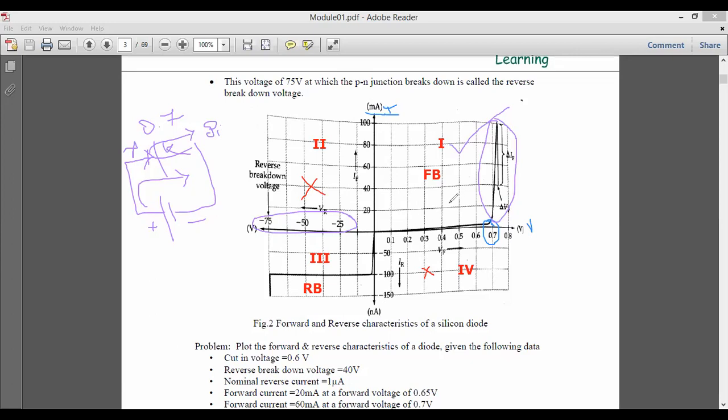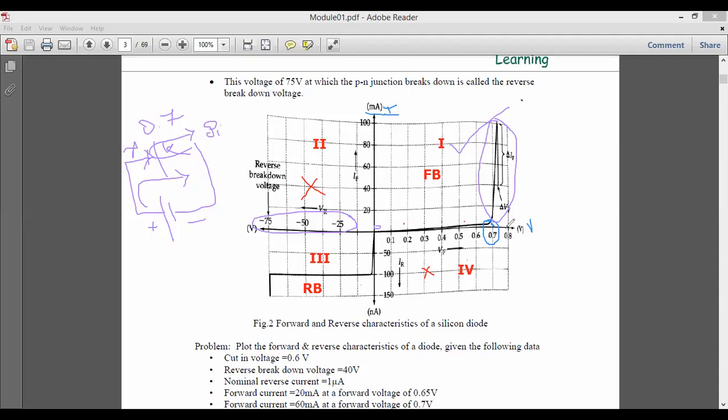If I increase the voltage from this region, that is 0, then 0.1, 0.2, 0.3, 0.4, 0.5, 0.6, slowly your current will increase exponentially. At 0.7 we say that the diode is completely turned on. So this is the characteristics of the diode.